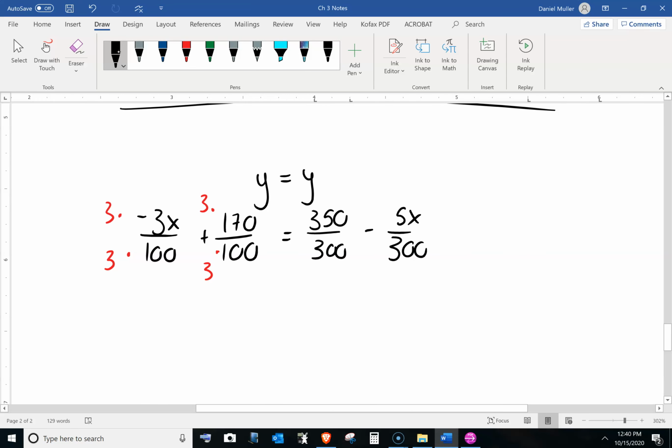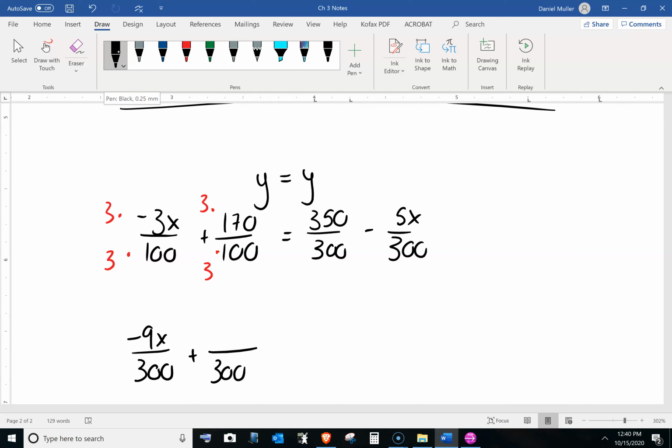So 3 times 3 is going to be 9, so a negative 9x over 300 plus 170 over 300. So 17 times 3, which is, 3 times 7 is 21, 51, 510 over 300. And then 350 over 300. This one's already over 300, and so is this one.